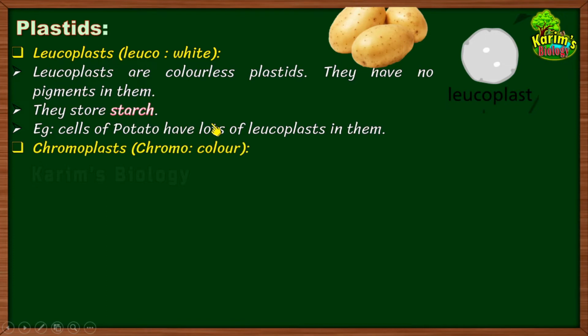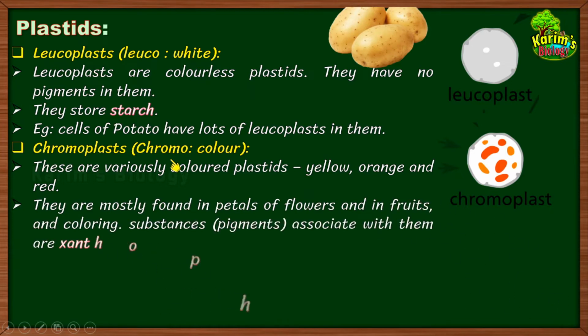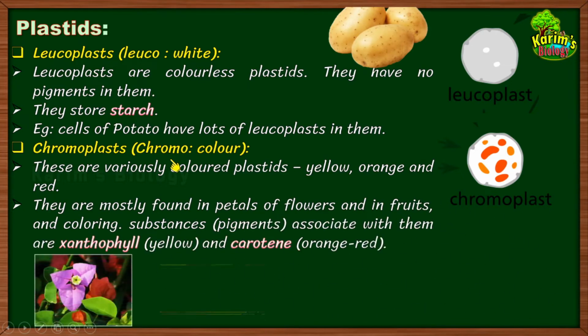And the second category of the plastids are called chromoplasts. As I told you earlier, chromo refers to color. And I told you that leucoplasts are colorless as they do not have any pigment in them. Now chromoplasts have color because certainly they will have pigments in them. These are variously colored. They may be yellow, orange or red colored. That's why they are called chromoplasts. And what is behind the color of these plastids? As I told you, only pigments are going to give the color to the plastids.